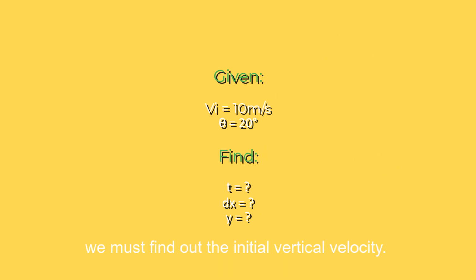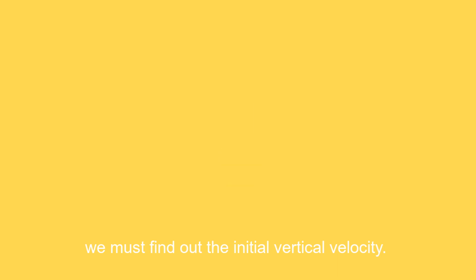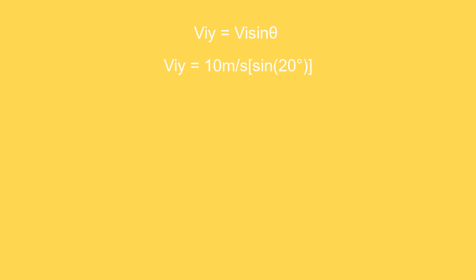First, we must find out the initial vertical velocity. To do this, we must use the formula initial vertical velocity is equal to initial velocity multiplied by sine of angle theta. Inserting our given, that's initial vertical velocity equals 10 meters per second multiplied by sine of 20 degrees. Solving this gives our initial vertical velocity 3.42 meters per second.